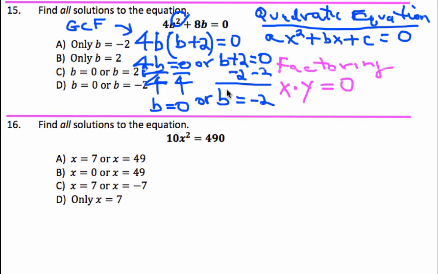If we plug in negative 2, you'll see we get negative 2 squared, which is 4. 4 times 4 is 16, but 8 times negative 2 is negative 16, so they combine to give 0. So the solution of b equals 0 or b equals negative 2, the answer is going to be choice D. And this is what usually happens. When you have a quadratic equation, you usually have two solutions, which is the case here.